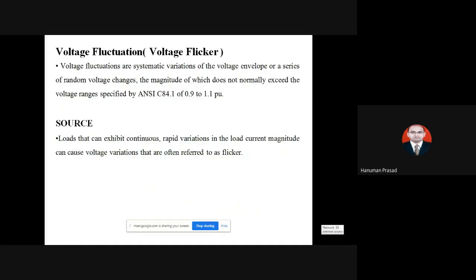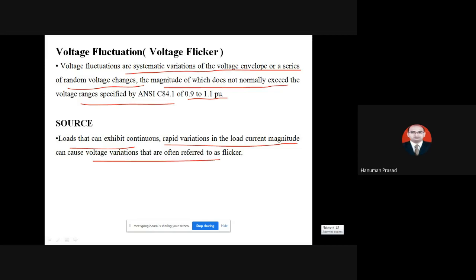Next is voltage flicker. Flickers are voltage fluctuations. Voltage fluctuations are systematic variations of voltage or a series of random voltage changes. The magnitude does not normally exceed the voltage range defined by the ANSI standard, 0.9 to 1.1 per unit. What are the sources of voltage fluctuations? It may be the load, or a rapid variation of load current magnitude, that causes the voltage variations.